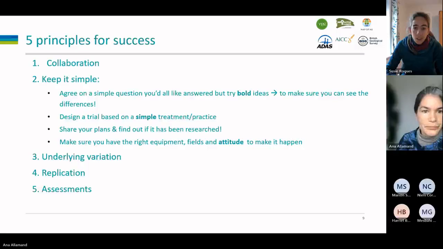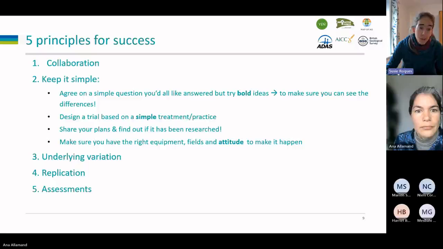So simple treatments, and before starting, thinking, is this worth doing? So a little bit of research to find out, is the answer already out there? Can I learn from work that someone else has done? Do I need to do this trial? And then if you do, count the costs. Have I got what I need to make it work?